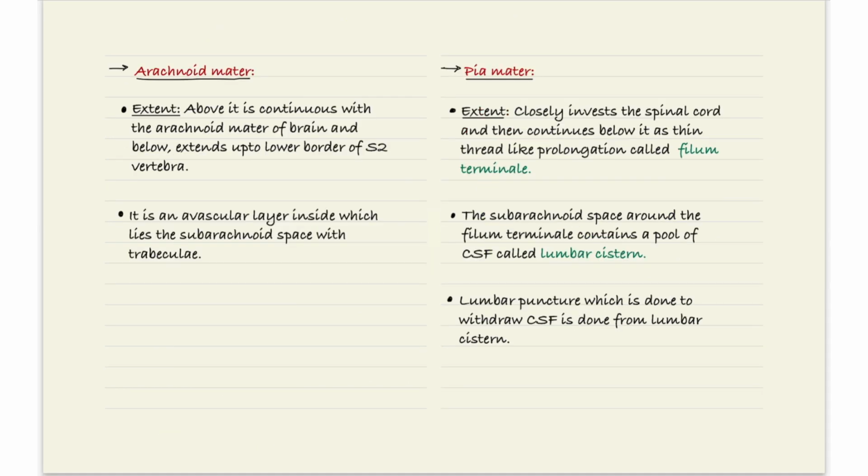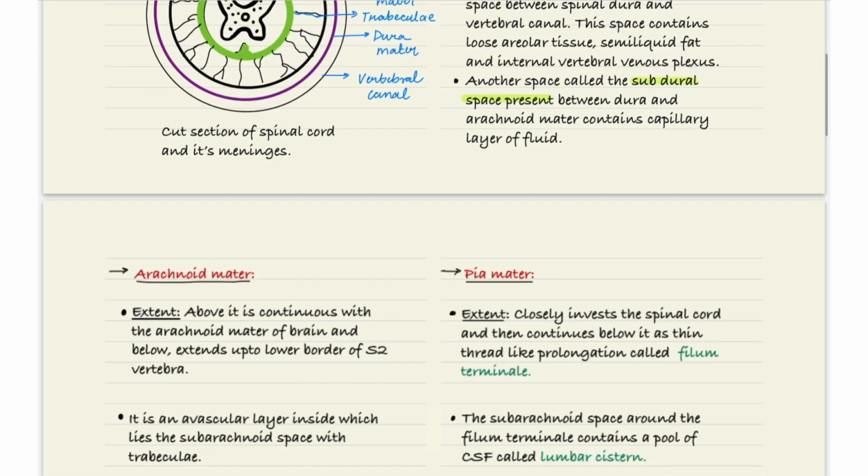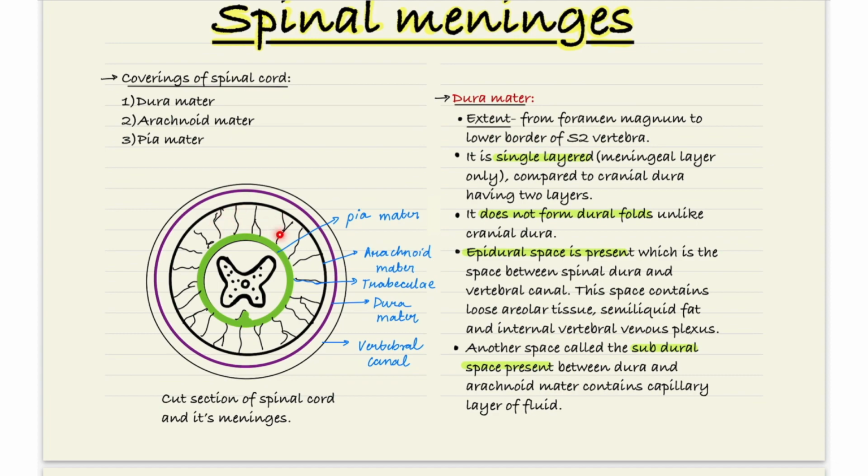Second is the arachnoid mater. Extent: above it is continuous with the arachnoid mater of the brain, and below it extends up to the lower border of the S2 vertebra like the dura mater. It is an avascular layer, meaning devoid of blood vessels, inside which lies the subarachnoid space with trabeculae. So this space is the subarachnoid space containing the trabeculae.